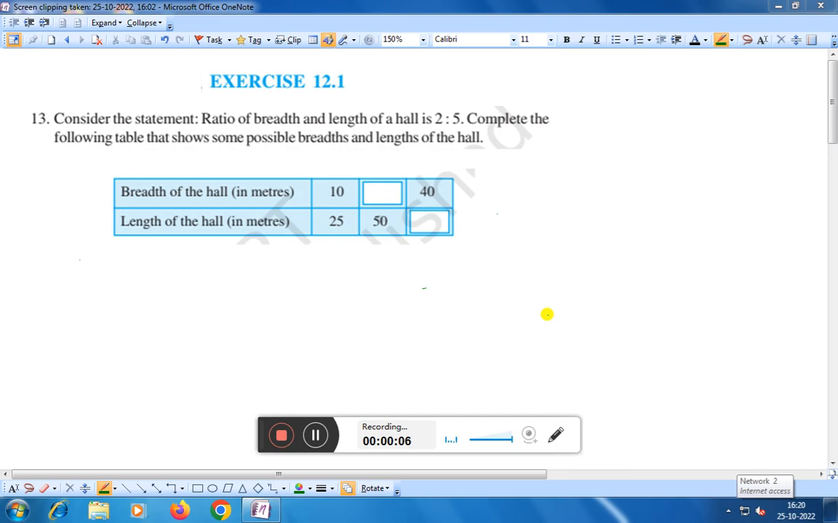Consider the statement: the ratio of breadth and length of a hall is 2:5. Complete the following table that shows some possible breadths and lengths of the hall.